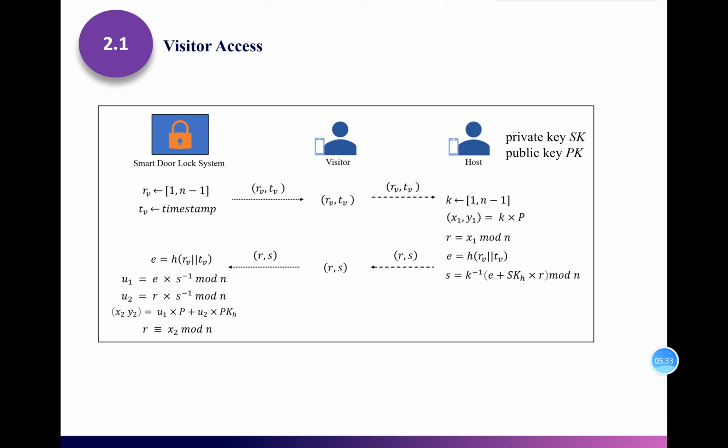The authentication module generates a random value and a time step and sends it to the visitor. Then the visitor forwards it to the host, and the host signs the message using these equations. If he agrees, the visitor obtains access, and the host sends this signature to the visitor. The visitor forwards the signature to the door lock system, and the visitor can get door access once the signature is verified successfully.